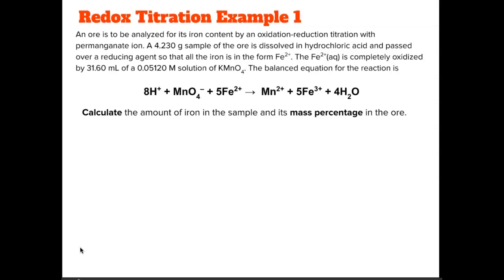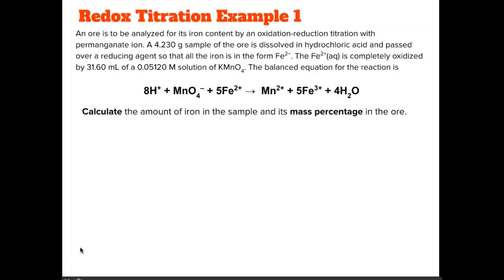So in order to do this, we need to know how many moles of iron were in the sample. And to do that, we have to figure out how many moles of potassium permanganate we had to use, specifically how many moles of permanganate were used. So we're going to take our volume of permanganate ions, which was 31 milliliters, which is going to equal 0.031 liters.